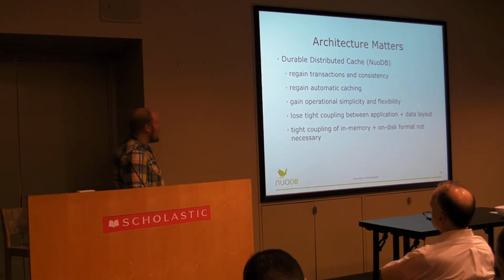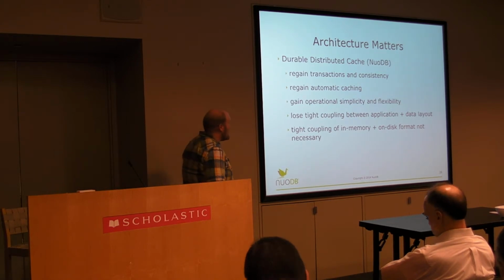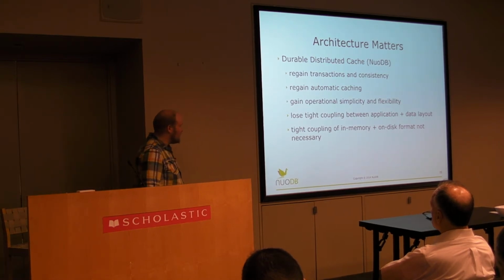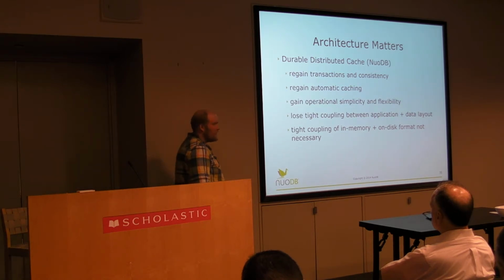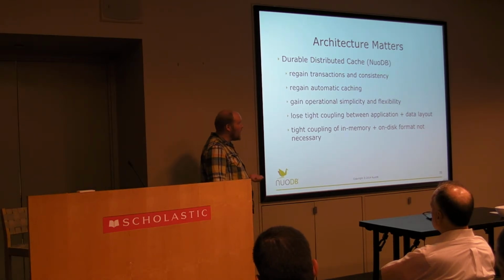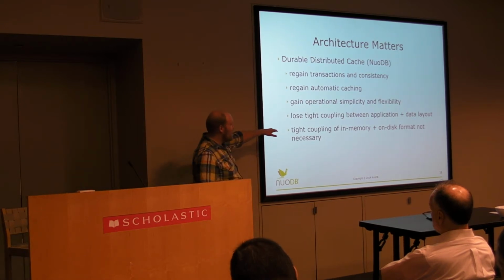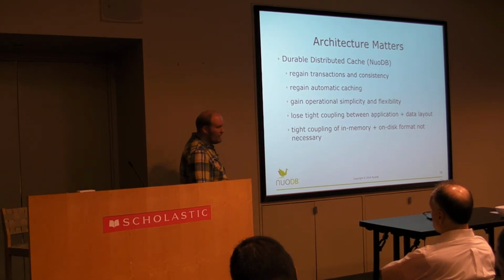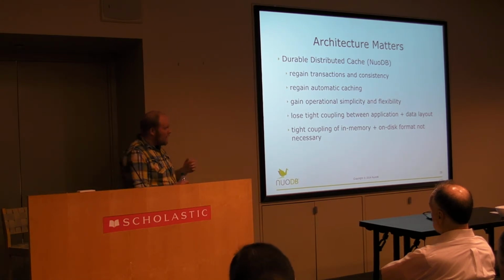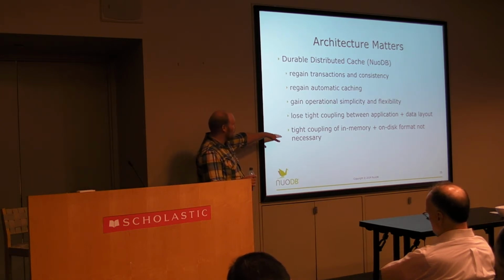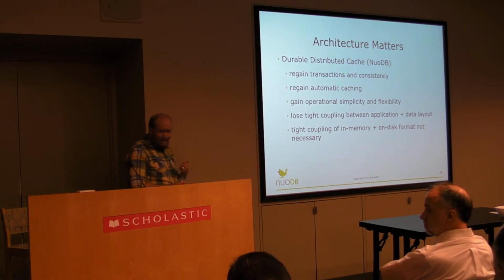With a durable distributed cache, you can regain transactions and consistency. You regain automatic caching, and because it's elastic, you gain operational simplicity and flexibility. But you do lose the tight coupling between application and data layout, which is something you could always get with the old database. It may matter to some people, but because of the needs of flexibility, you introduce indirection there. And you also don't have a tight coupling of in-memory and on-disk format, which is another feature of old databases. That again may matter to some people. So it depends on who you are as to whether or not you consider that to be a bug or a feature. I think it's a feature.